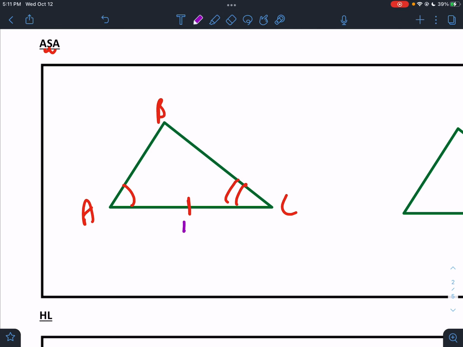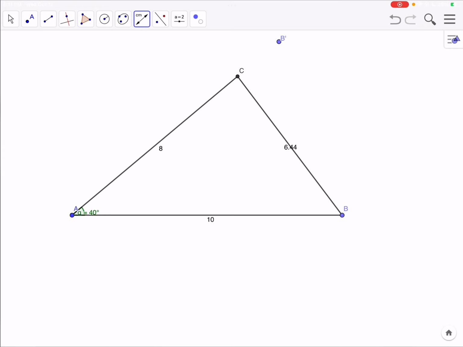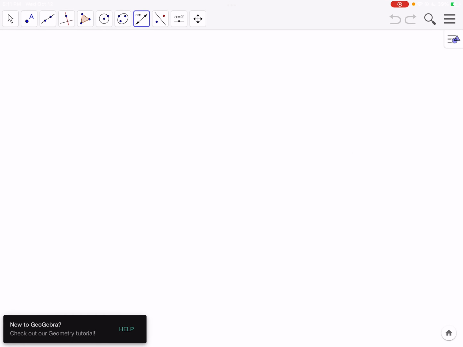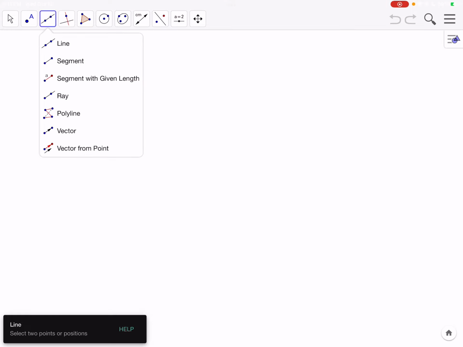Let's pretend that this is 10. Let's say we have a 40-degree angle, and then let's do like an 80-degree angle. I don't know, just making something up. So if those are the things that must happen, let's go see if we can build it. Again, if you don't want to see this, fast forward. It's fine. Won't hurt my feelings too much.